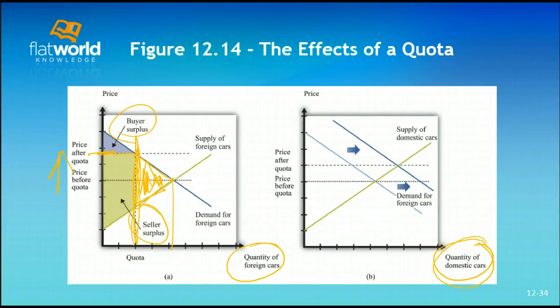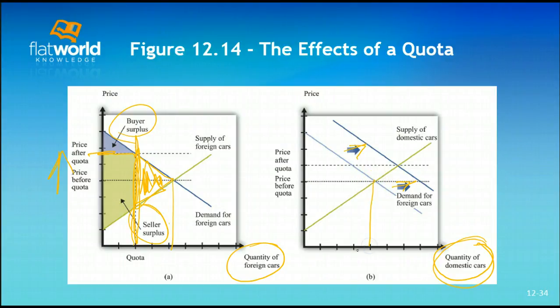Because there are fewer foreign cars available in the market, we're going to see a shift out and to the right of the demand curve for all domestic cars, because those are the substitutes. Unless you think bicycles are the substitutes, let's assume that domestic cars are probably a natural substitute for foreign cars. Well, now people want more of them.